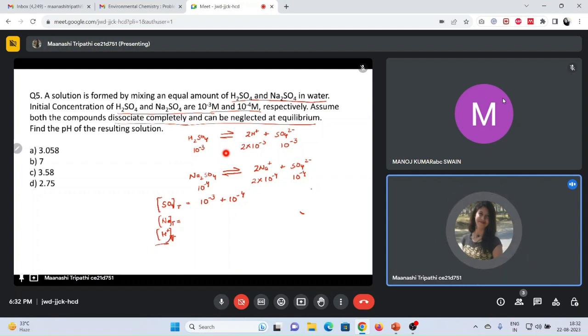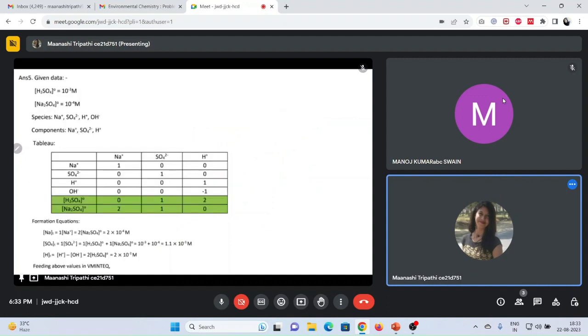Sir has taught this thing very nicely in the class. So please try to solve this. We will see the solution now, and please match it with the solution. So what is H2SO4 total? 10 raised to power minus 3. How much Na2SO4 is there? 10 raised to power minus 4, as I have told.